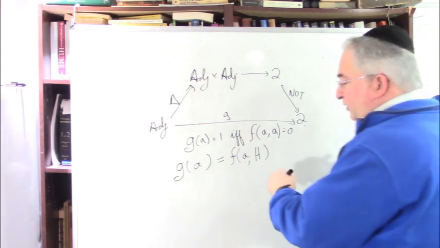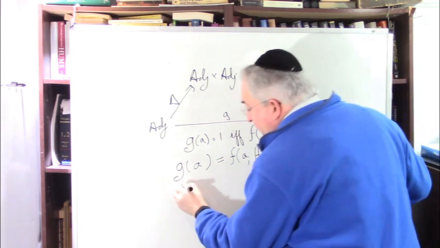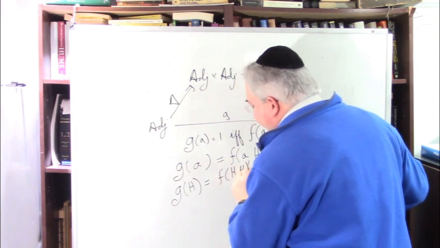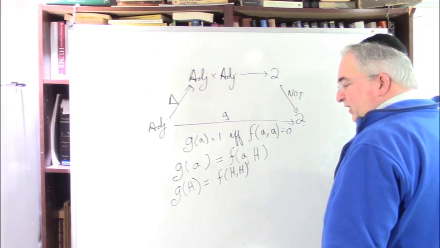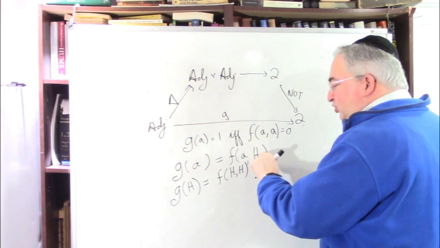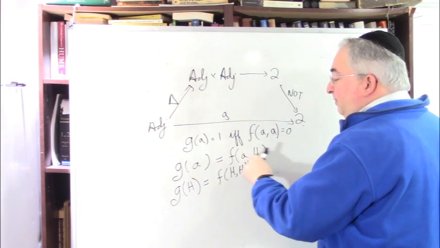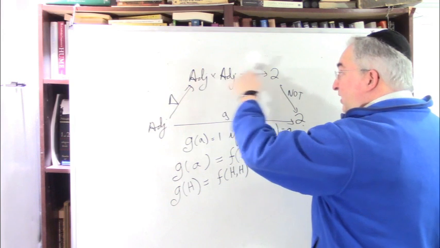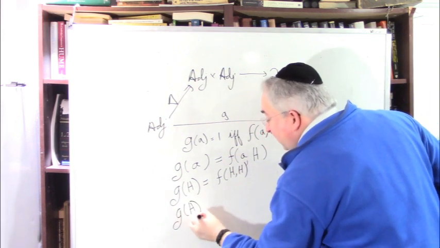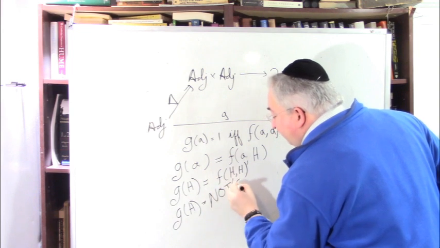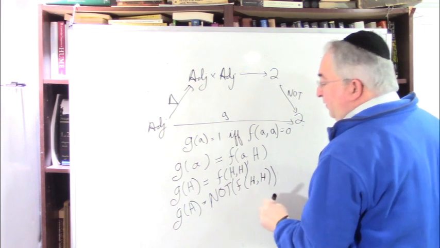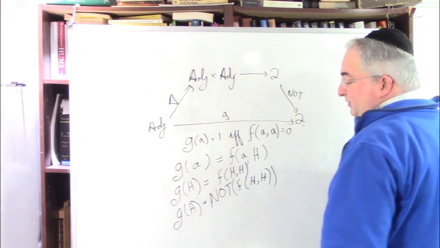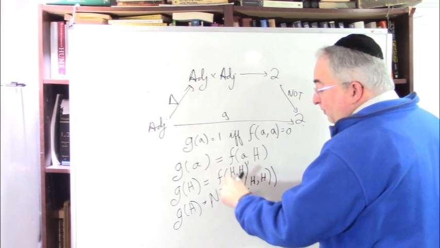Okay, great. Now, this is supposed to be true for everything, including G of H, which should equal F of H comma H. If G can be represented by F with H, then you would have this. But G was defined so that G of H is equal to not F of H comma H. Let's just make sure we have that right. H goes here, this goes to H comma H, this goes to F of H comma H, this goes to not. So don't tell me that these two are equal, because they're not.